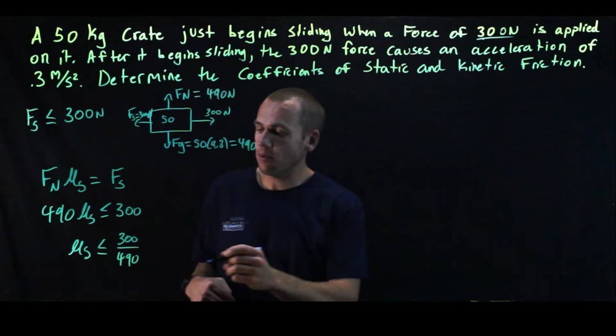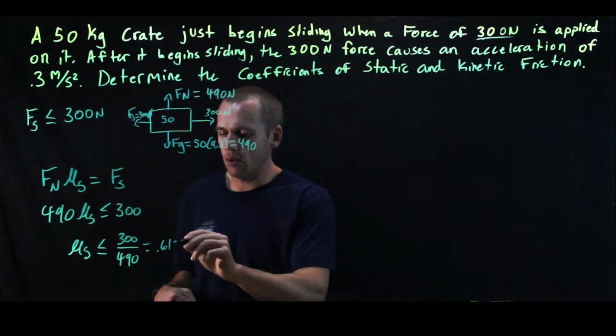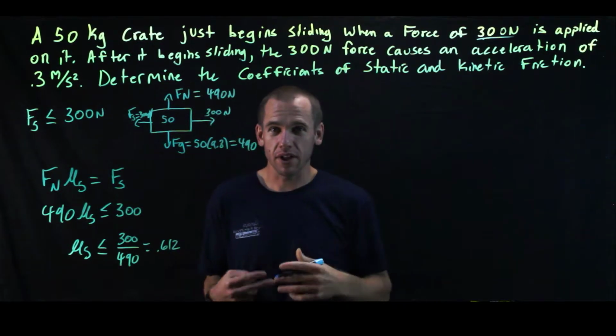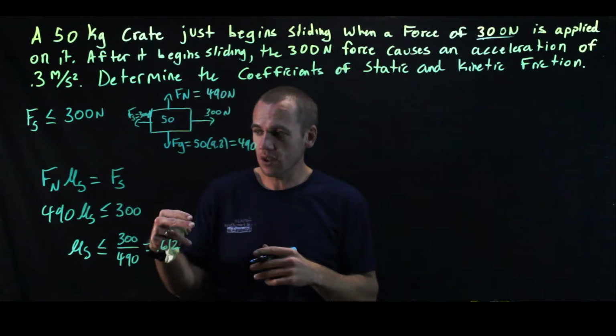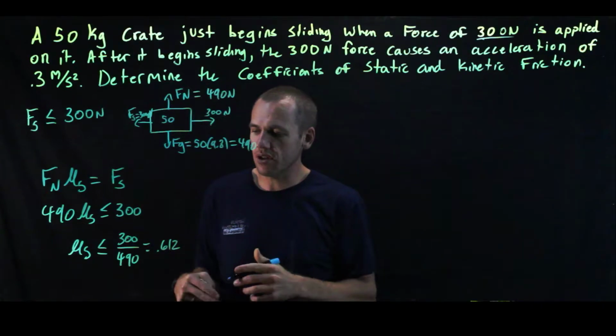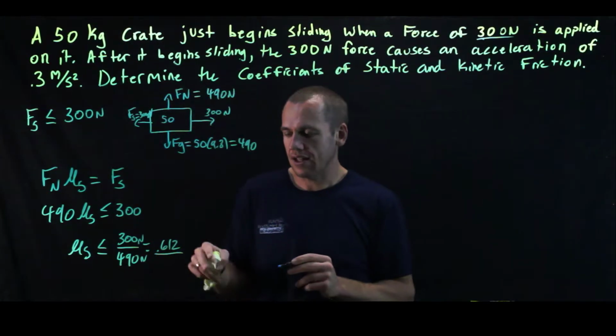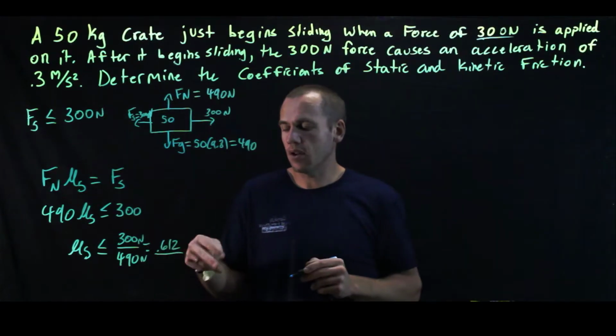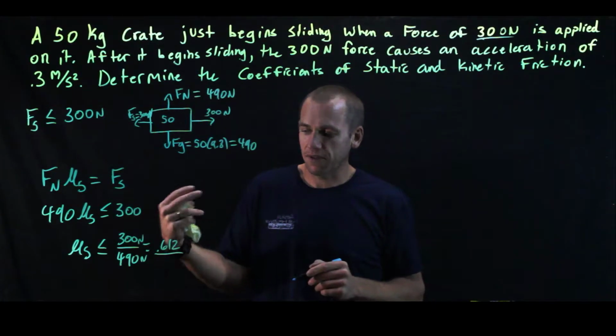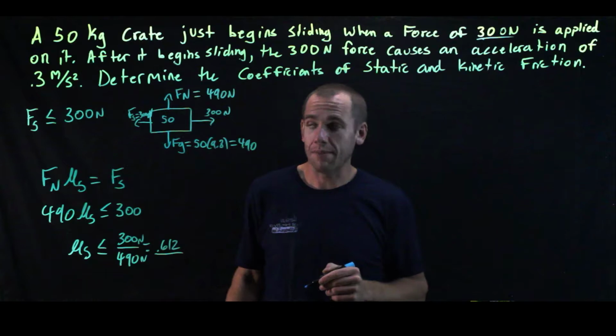Now when we do this math, what we get is 0.612. Now that is a unitless number. It's the ratio of the static frictional force to the normal force. We have newtons divided by newtons, so there are no units with that. That just tells me 61% of the normal force will become friction and oppose that motion.